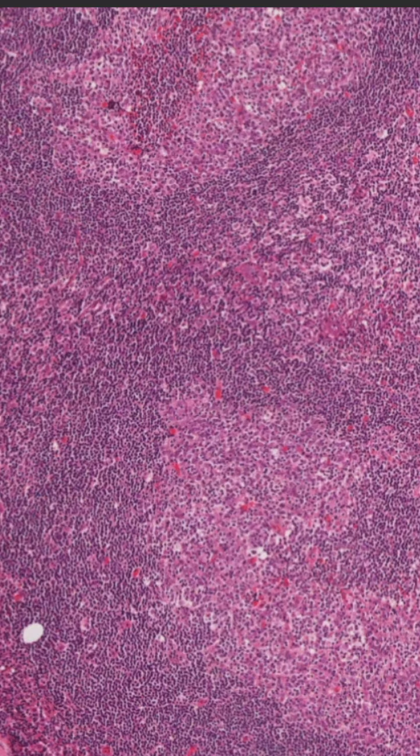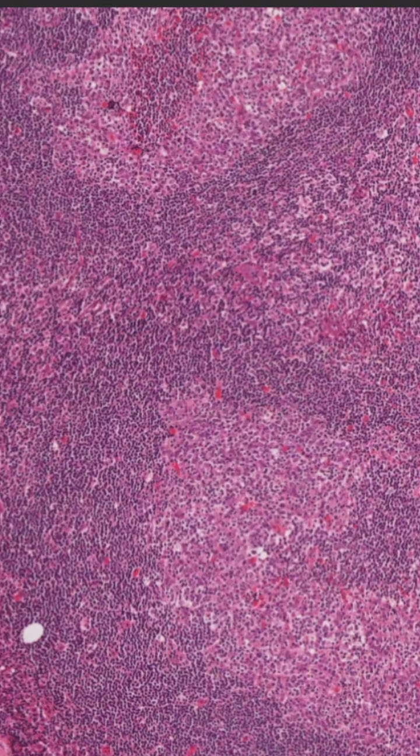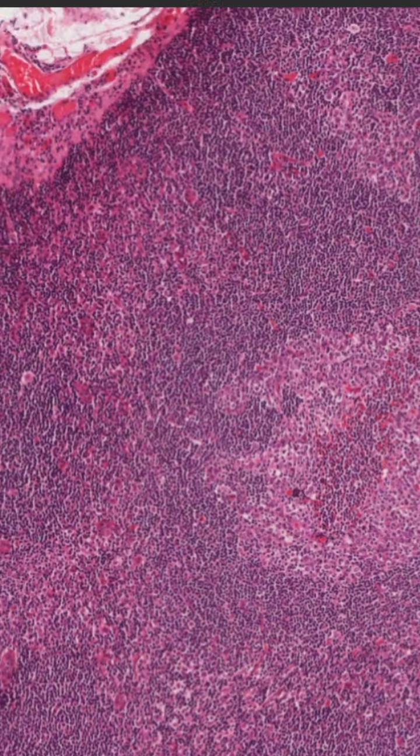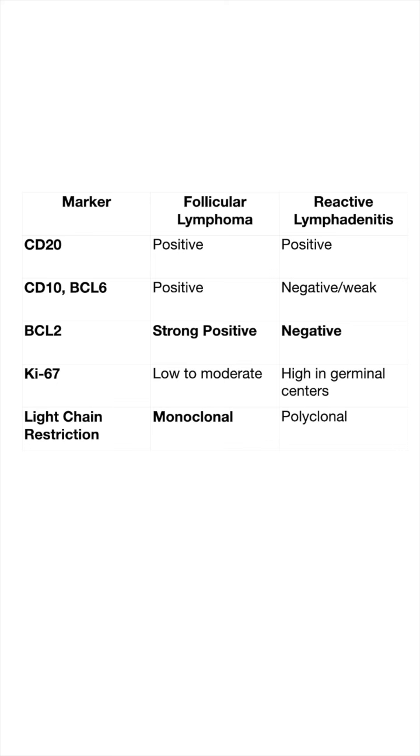So this is how a reactive lymph node would otherwise look. You can see it has those dark and light areas. There is a preserved mantle zone, and there are numerous tingible body macrophages, and there is a mixed population of cells. If you do an IHC, your follicular lymphomas are positive for CD10, BCL6 and BCL2, whereas your reactive lymph nodes are negative for these markers.